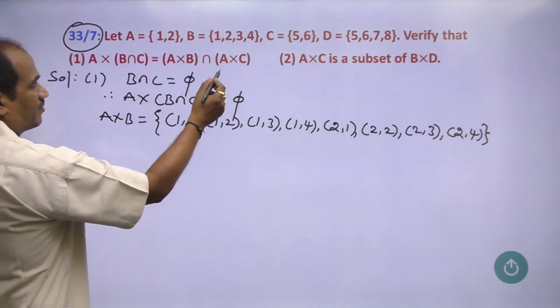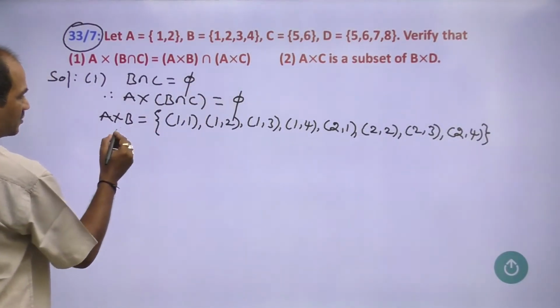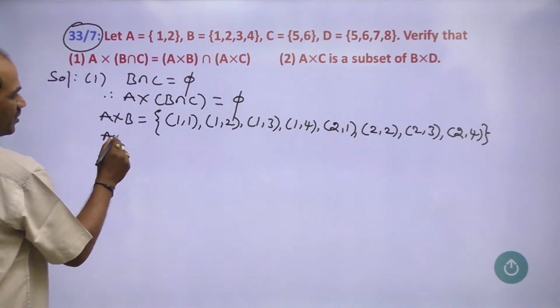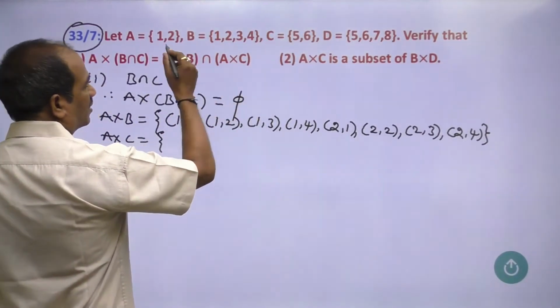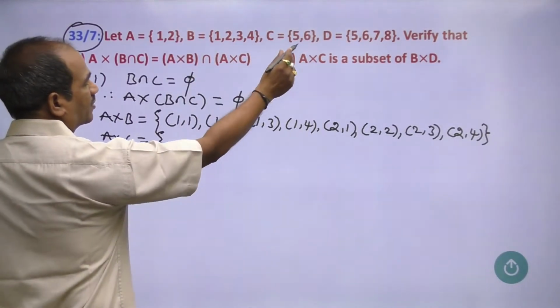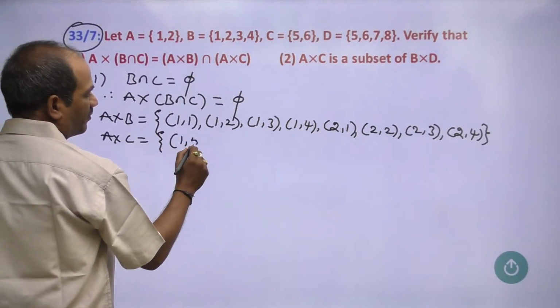Next we calculate A cross C. A cross C is, taking A and then C: (1,5), next (1,6). So that is (1,5).